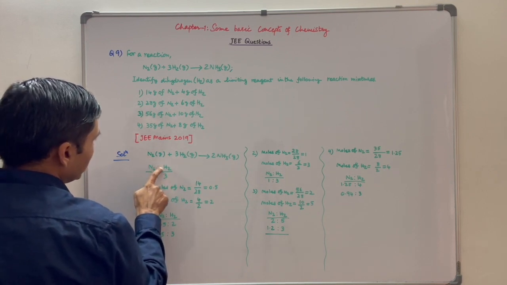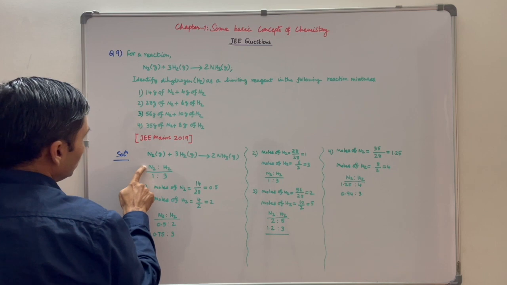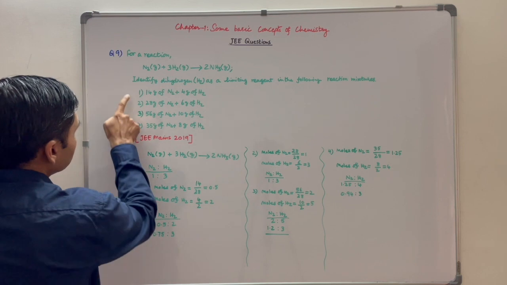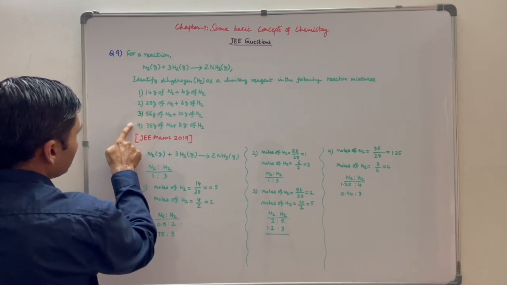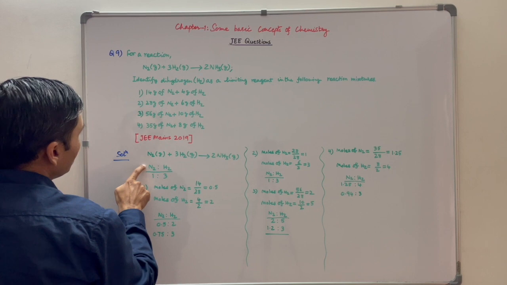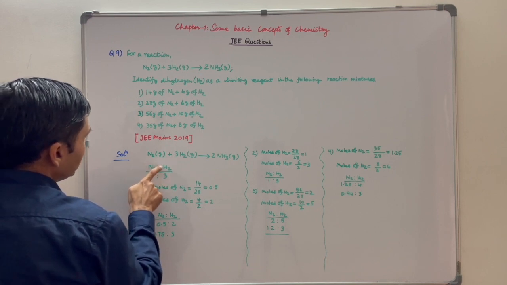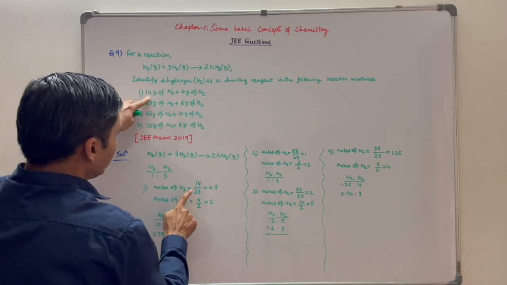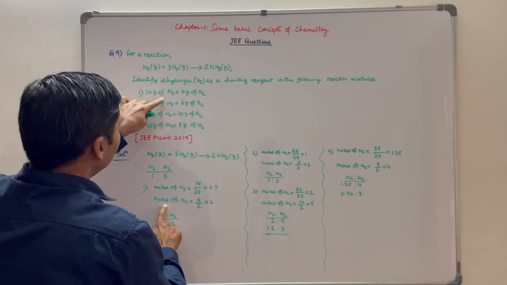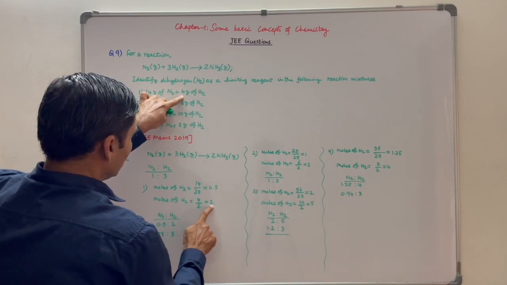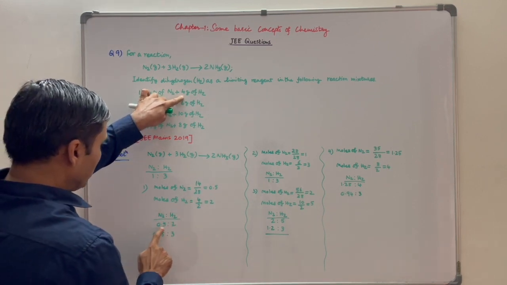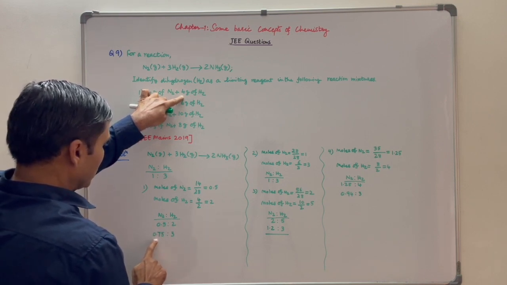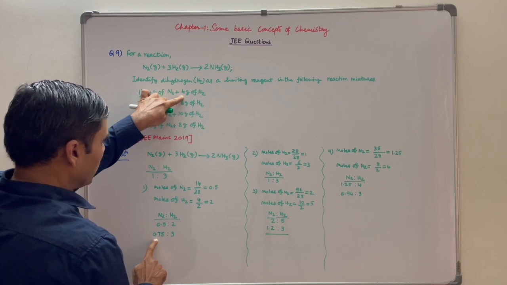For H2 to be limiting reagent, number of moles of N2 should be more than 1 when number of moles of H2 are 3. So let us see out of these options in which option number of moles of N2 is more than 1 when number of moles of H2 is 3. First option, moles of N2 will be 14 by 28, that is 0.5, and moles of H2 will be 4 by 2, that is 2. So N2 is to H2 will be 0.5 is to 2, that is 0.75 is to 3. So that is not the correct option because N2 should be more than 1.